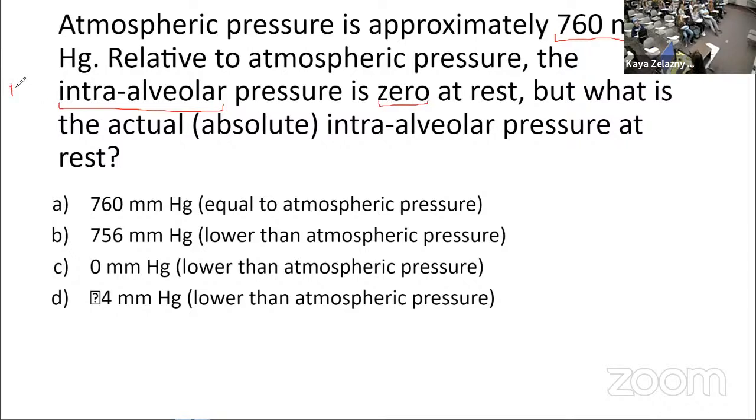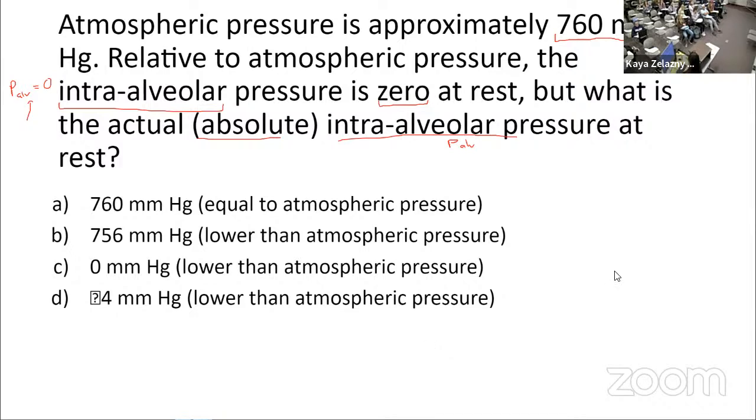So we're saying PALV equals 0 under this condition. Okay, so we're trying to find out what our absolute intra-alveolar pressure is. So that's again PALV. Okay, because when we are giving this number, what we've given is a relative pressure relative to the pressure of the atmosphere. So that's how we were reading this question.